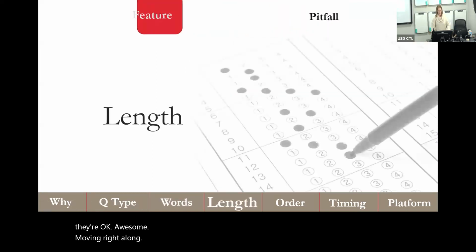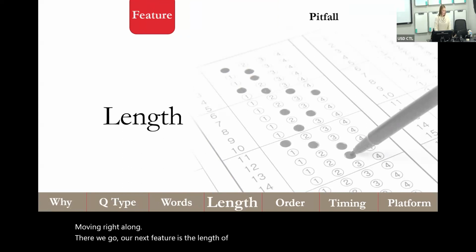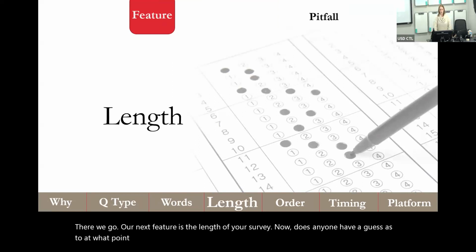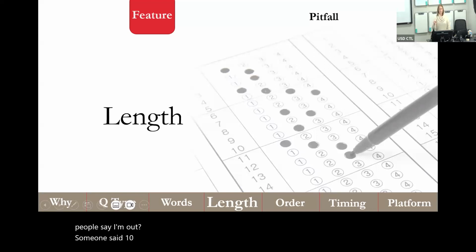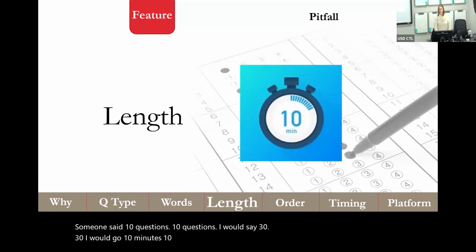There we go. Our next feature is the length of your survey. Now, does anyone have a guess as to at what point people really start dropping out of surveys? How long into a survey do most people say I'm out? Someone said 10 questions. I would say 30. I would go 10 minutes. 10 minutes. Mark got it.